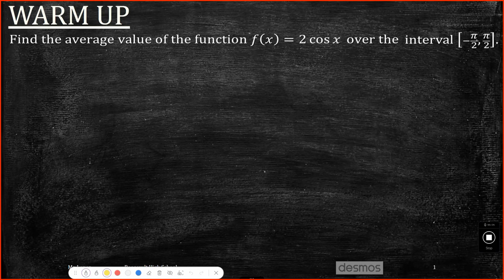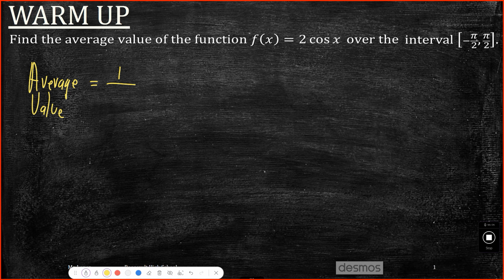Find the average value of the function f of x equals 2 cosine x over that interval. So just use the formula, no? Average value, just write average value would be one over, we just go 1 over b minus a, which is what?